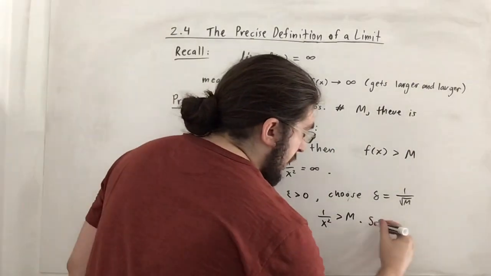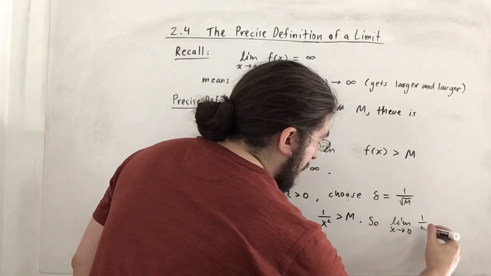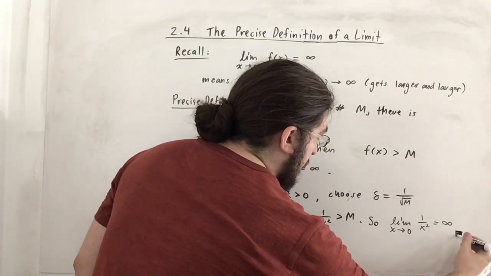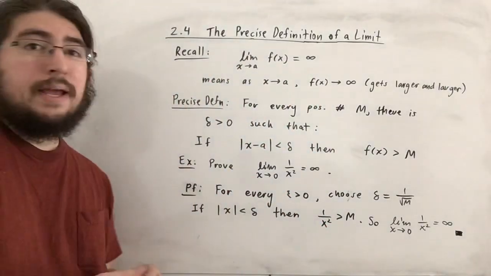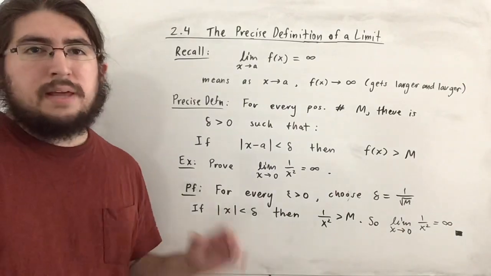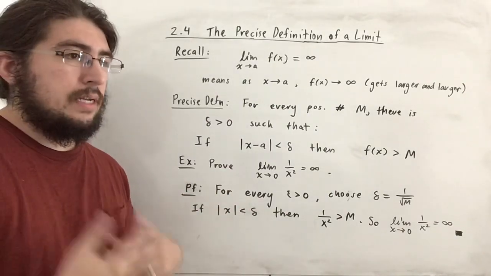So the limit as x goes to 0 of 1 over x squared is indeed equal to infinity by our precise definition. And that finishes the problem and also the video. Now, there are some things in 2.4 that I didn't talk about. I think that this is enough, of course. It's kind of a lot, but this is enough to get that idea.